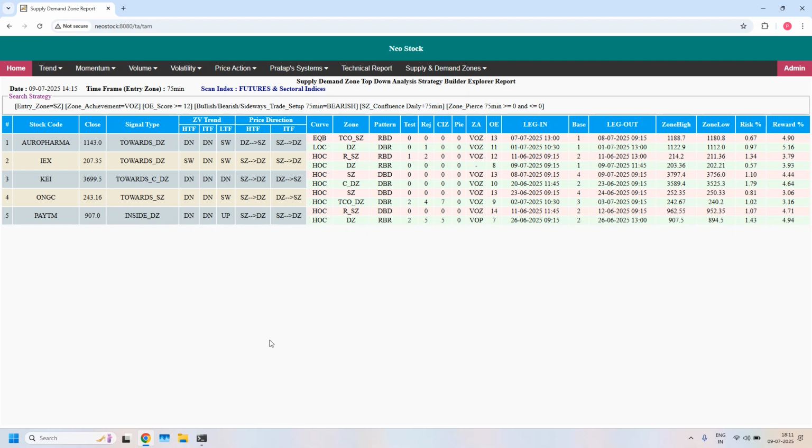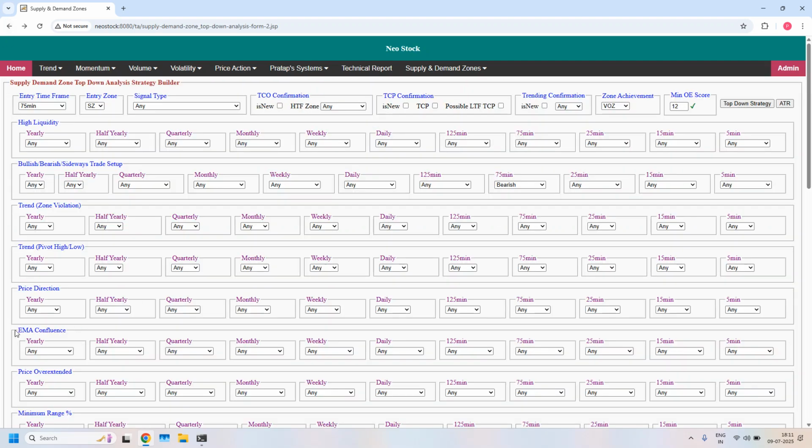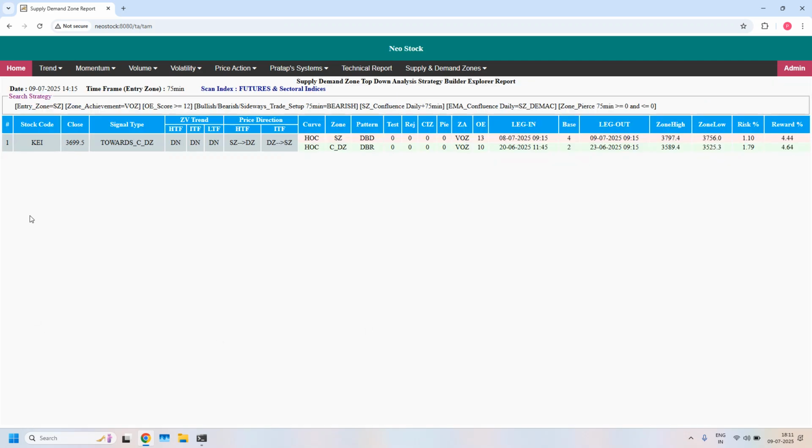So let's further filter with EMA Confluence and daily time frame. EMA Confluence and daily, I am setting daily supply zone having daily EMA Confluence. So one stock is filtered. That way, this 75 minute supply zone might be having more high probability to get success, provided less than 20 checklist items are satisfied. Otherwise, higher chances of zone violation.